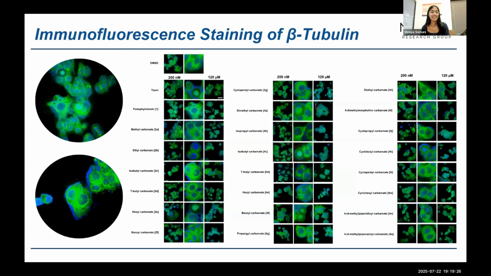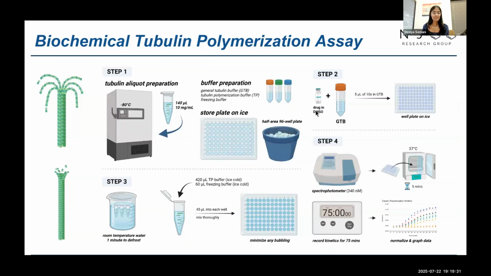So after completing these in vitro assays, we then moved on to our ex vitro biochemical tubulin polymerization assay. This assay is a proxy as to how these compounds would work solely in the presence of the tubulin protein, as there are no cells involved.